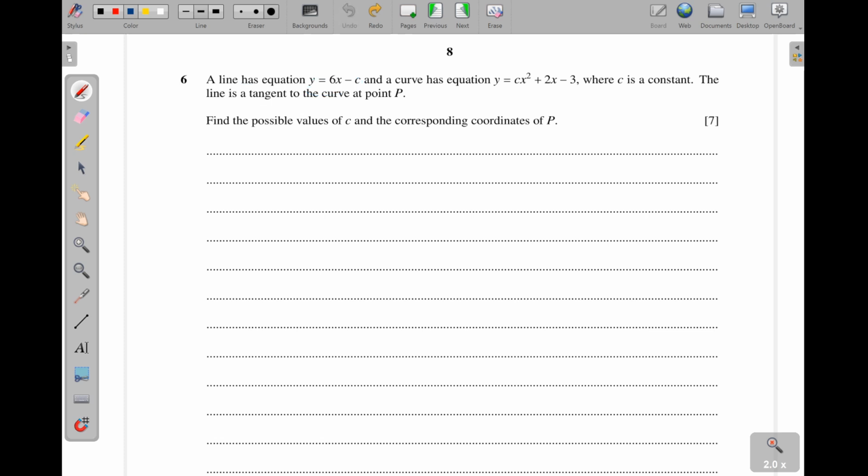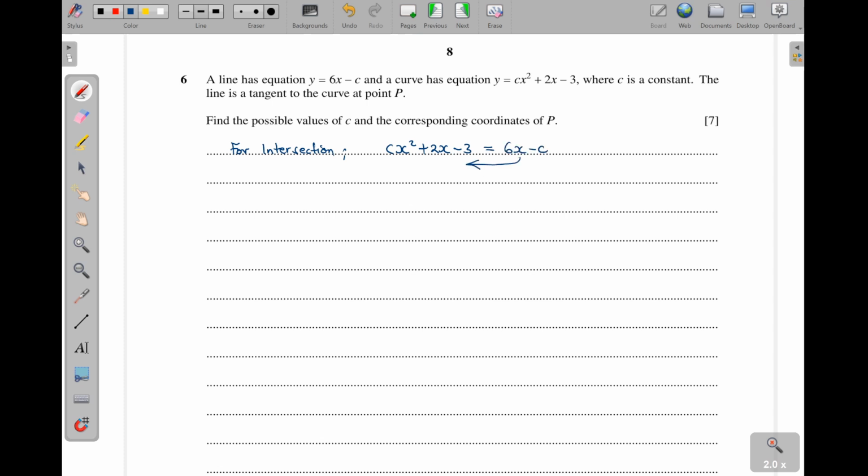Since these two are meeting, for intersection we solve these two simultaneously. Where there is y, I will use substitution. This one I'm going to put in the place of y here. So I can have cx squared plus 2x minus 3, which is equal to 6x minus c.